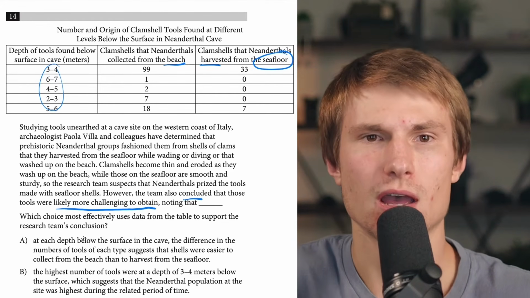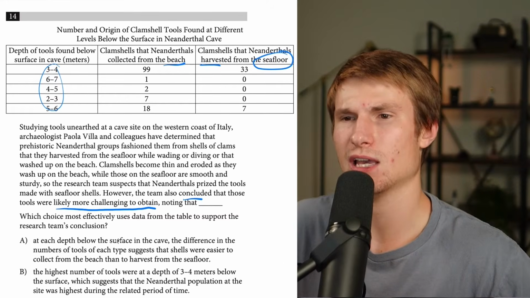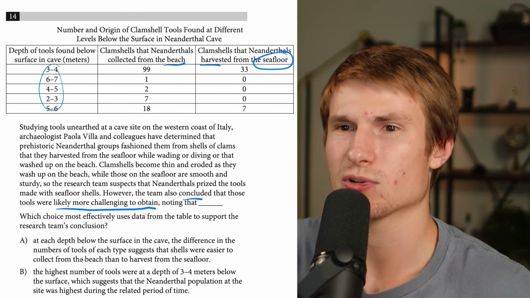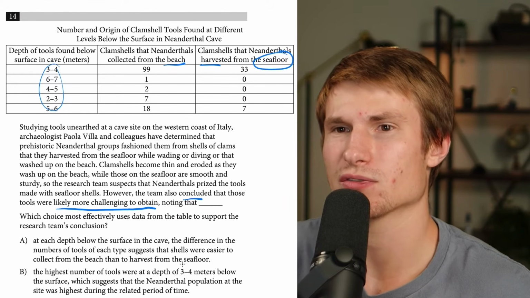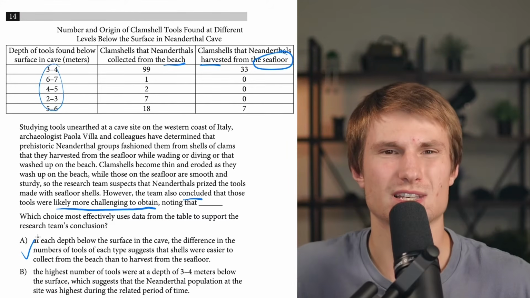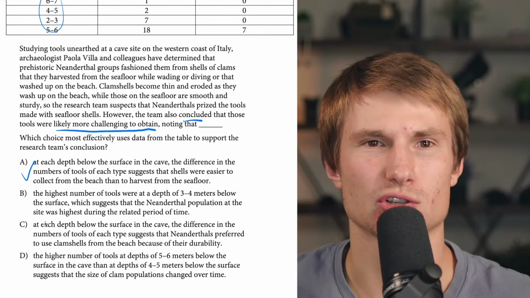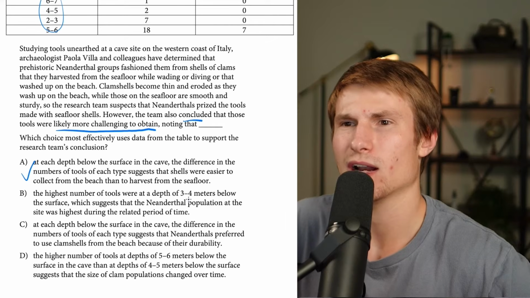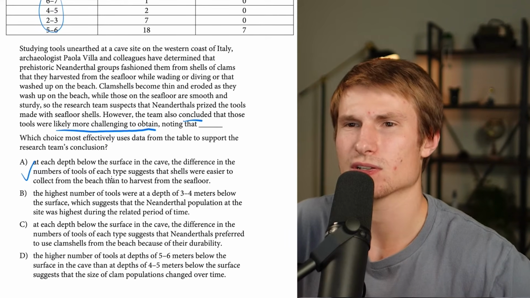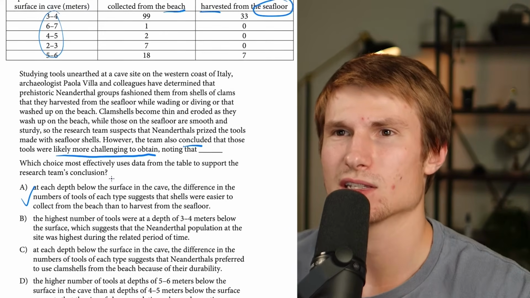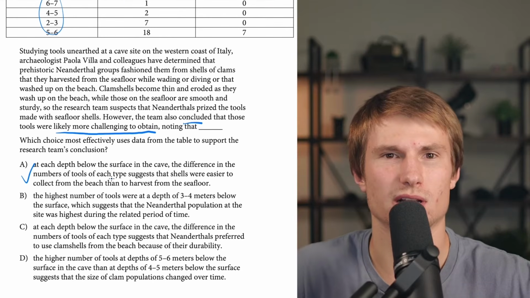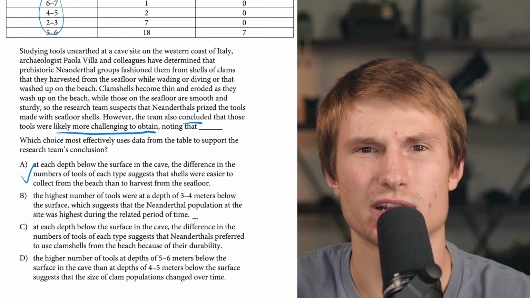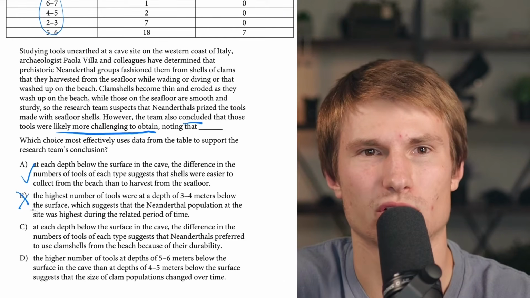We have option A. At each depth below the surface in the cave, the difference in the number of tools of each type suggests that shells were easier to collect from the beach than to harvest from the seafloor. Yes, we can take a quick look at B, C, and D as well, just to show you why those are wrong. So B, highest number of tools were at a depth of 3 to 4 meters below the surface. Okay, we can take a quick look at if that's even true. We see it is. Okay, we can keep reading. Which suggests the Neanderthal population at the site was highest during the related period of time. That's not supporting our conclusion though, so we can get rid of B.